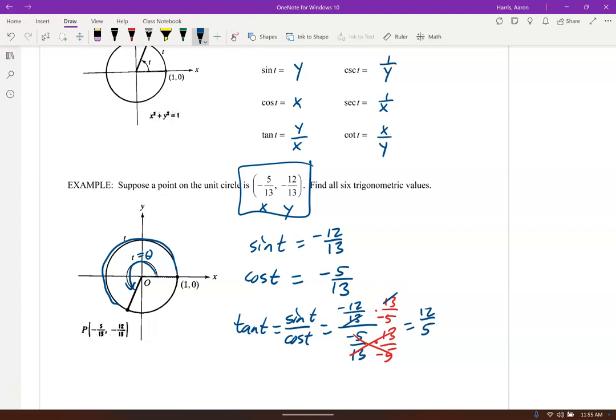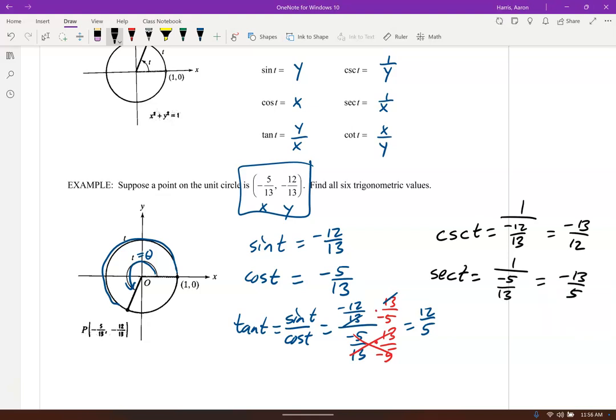The reciprocal of the sine is the cosecant. So the cosecant of t, which should be 1 over -12/13. So it'll just flip that over. So -13/12. The reciprocal of the cosine is the secant. So 1 over the cosine. So -13/5. And finally, the reciprocal of the tangent, the cotangent. So it'll flip, instead of 12/5, that'll end up being 5/12.